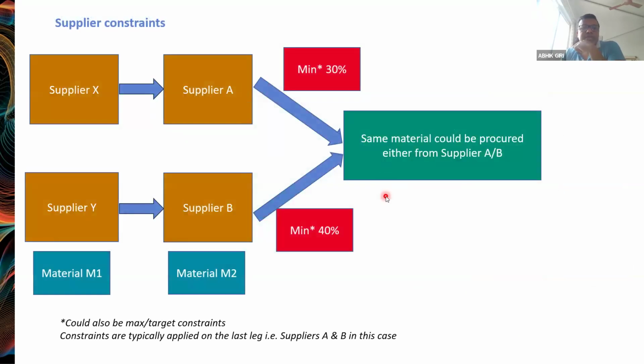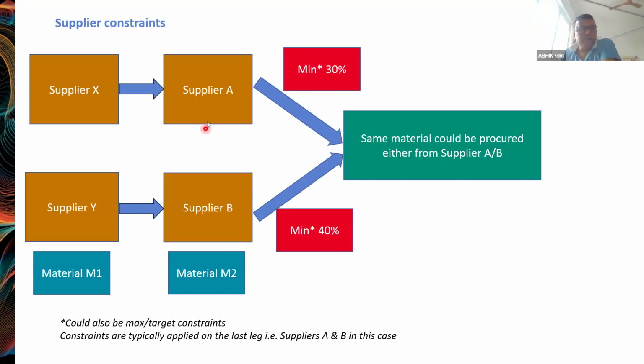Okay, now sometimes there could be some supplier constraints when we are in a supply chain. Many of the processes are sometimes outsourced to suppliers. For example, let's say a semiconductor company would be outsourcing some of its stages to suppliers. It might say it requires material M2 from supplier A and B, but it needs a minimum of 30% from supplier A and a minimum of 40% from supplier B.